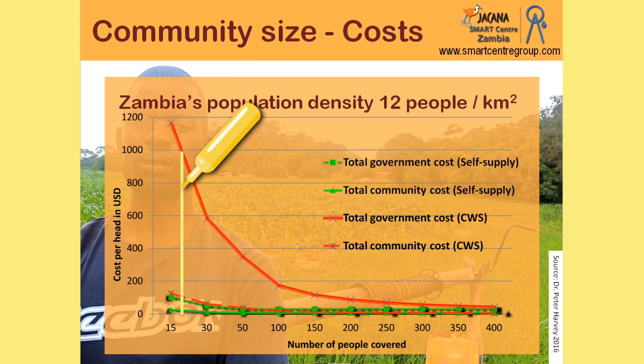If you look at self-supply, these numbers are much, much smaller. And the nice thing about self-supply is that the costs for the community to keep things running are also much, much smaller. So there is a solution, because we can't serve everybody in these very remote places with the same approach that we've been using all these years.